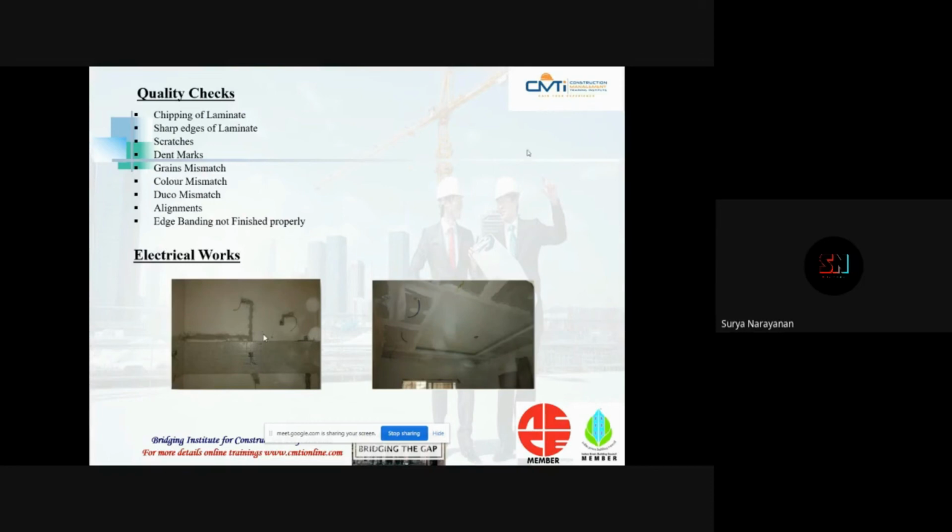So these are the electrical works, how the interior has been designed, and these are the circuits which are taken during the construction itself, and they are covered with plaster of Paris for an aesthetic appearance.